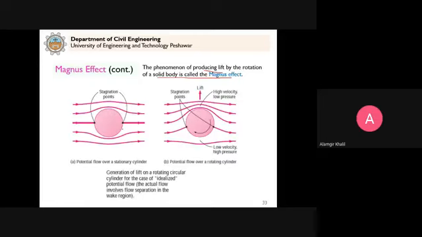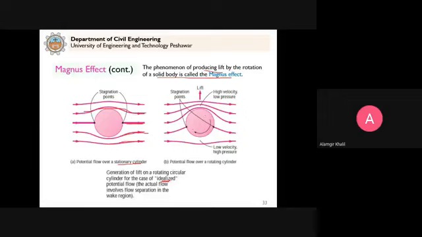So the phenomenon of producing lift by rotation of a solid body is called the Magnus effect. You can see here we are assuming idealized flow, no friction, so that's why there is no boundary layer separation. Idealized flow flowing past this stationary cylinder. So you see the streamlines, they follow like this. Now the fluid is ideal, so that's why streamlines closely follow like this.